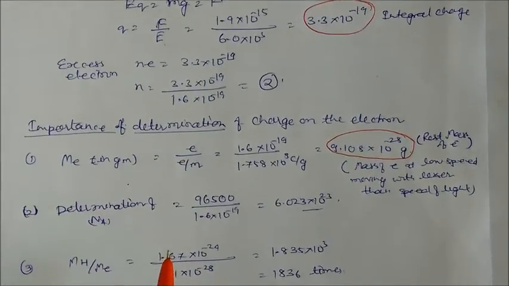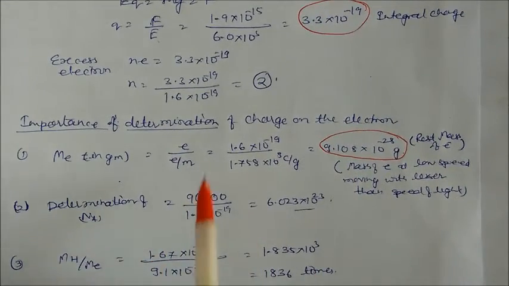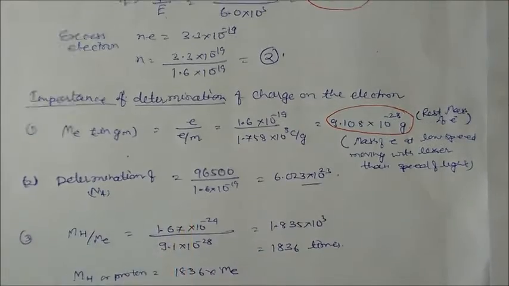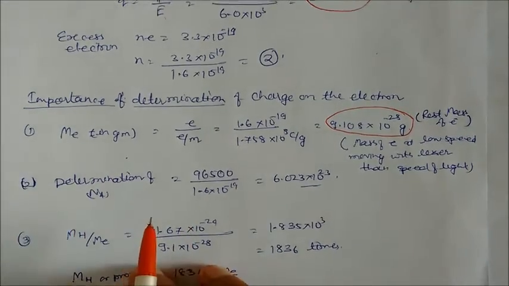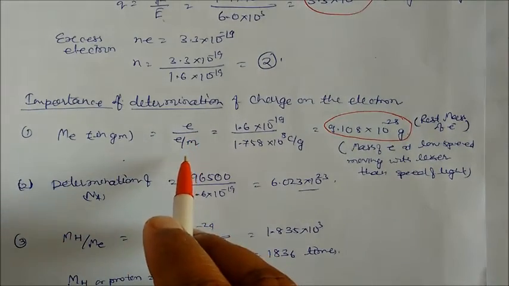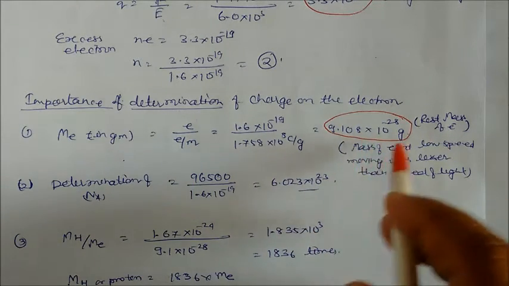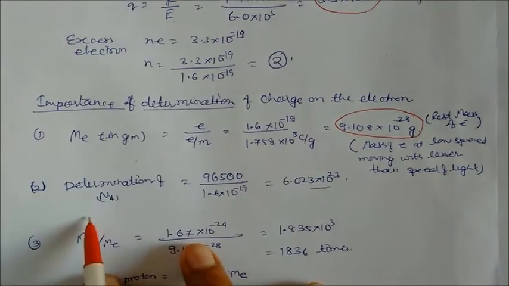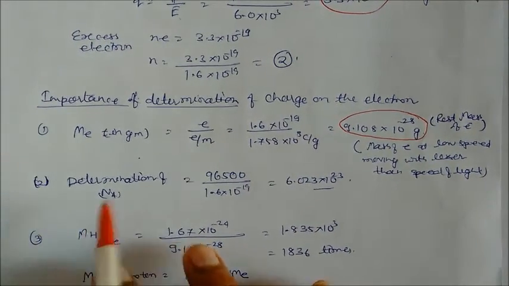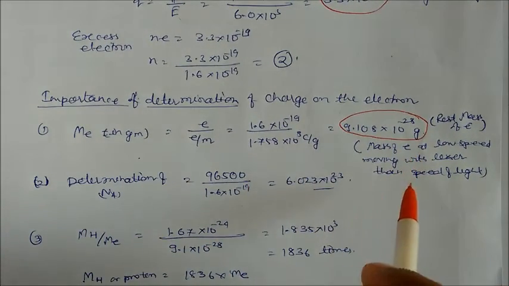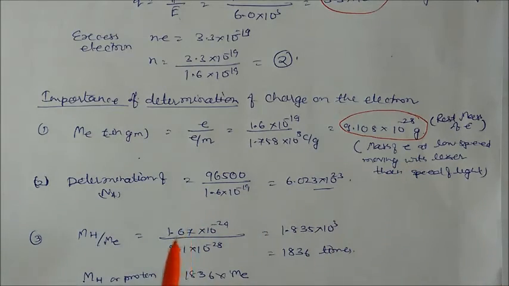What was the importance of the charge of the electron? The importance was that we can now find the mass of the electron. Here we can write charge of the electron divided by specific charge, so we will get the mass of the electron in grams, that is the rest mass of the electron. What is the rest mass of the electron? Rest mass of the electron means the mass of the electron when its speed is much lesser than the speed of light.